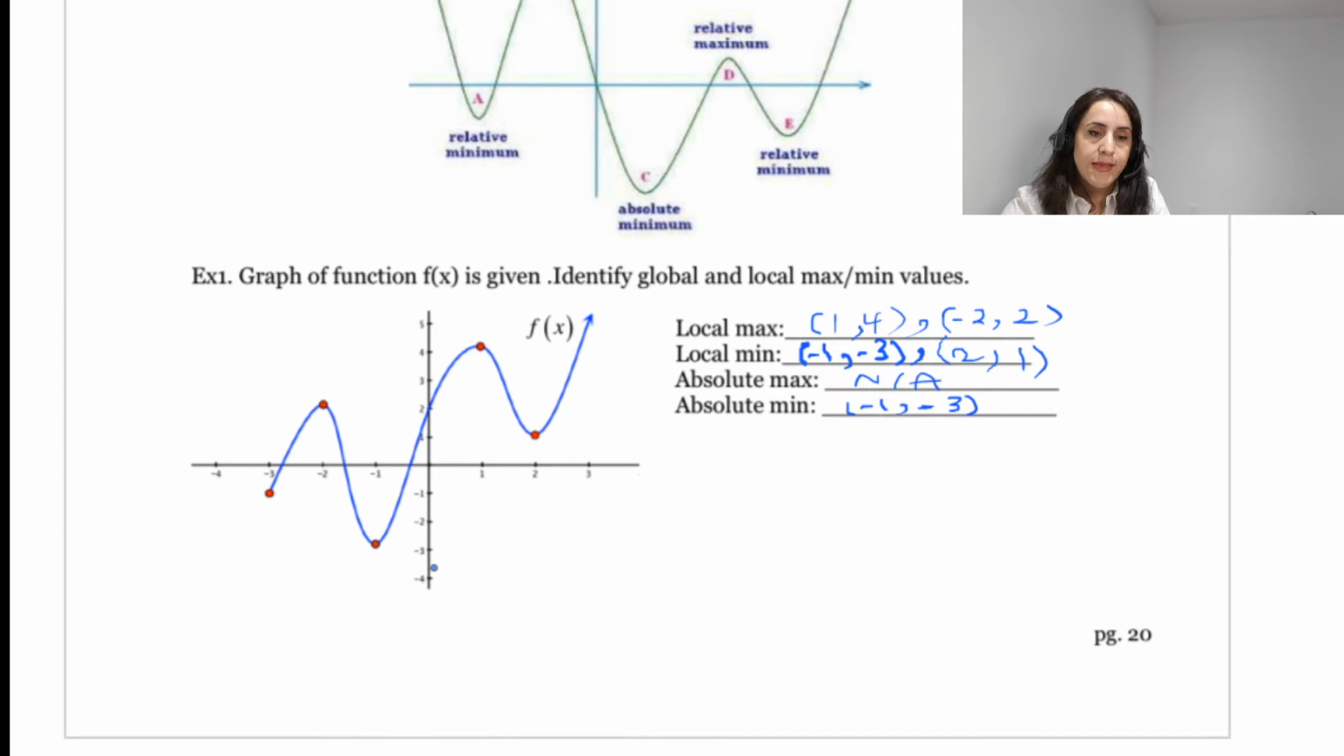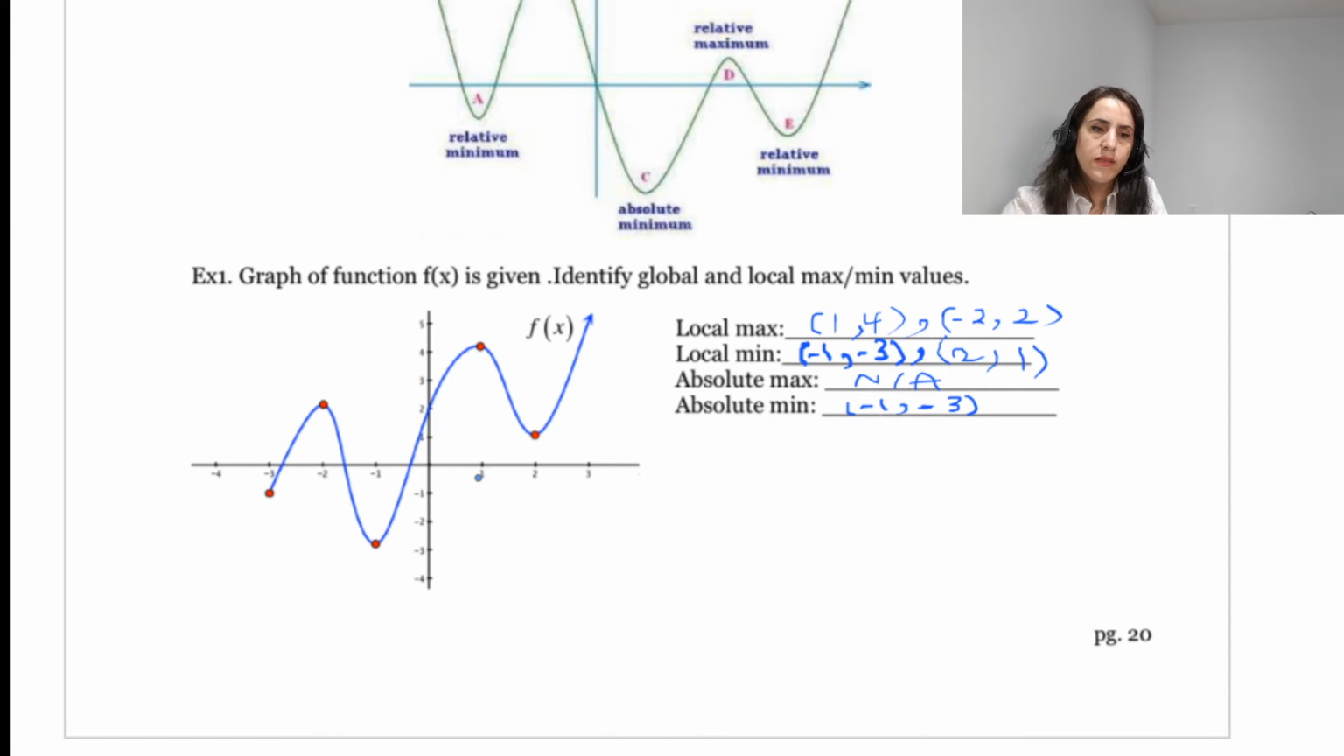Next point is -1 and -3. -1 and -3 is lowest in its neighborhood. Then it is the local minimum until this point. But when I'm checking this point with all other points of my graph, I can see that this point is the lowest point in my graph. Then it is an absolute minimum. The -1 and -3 is the absolute minimum of the graph.